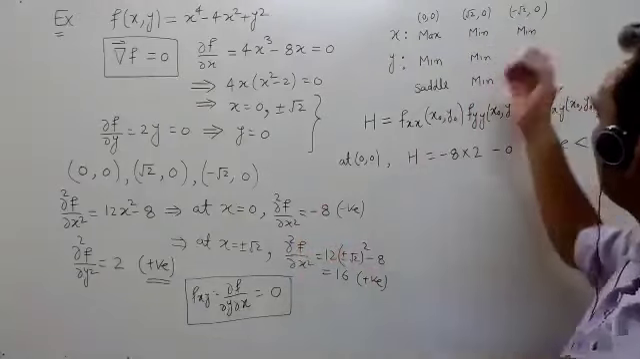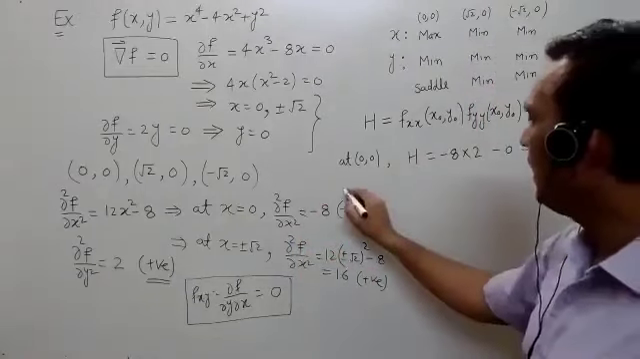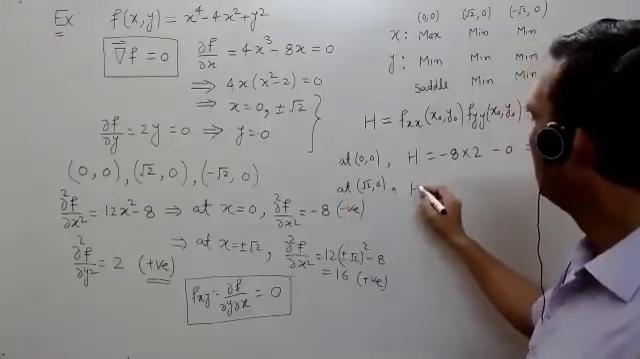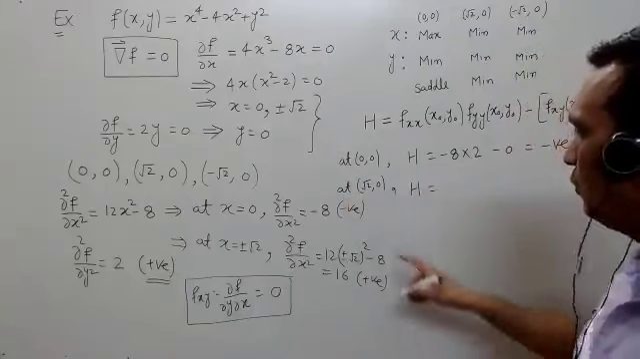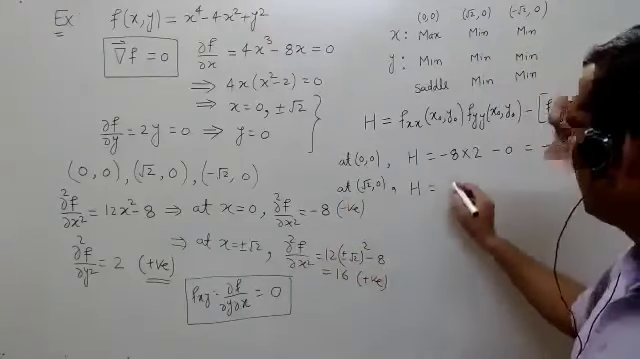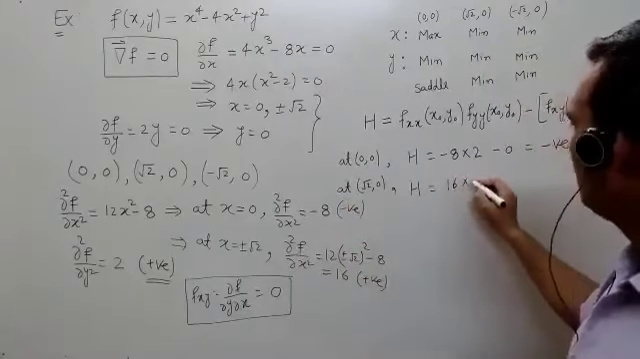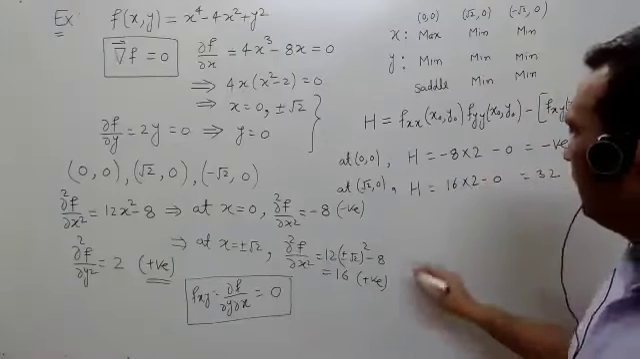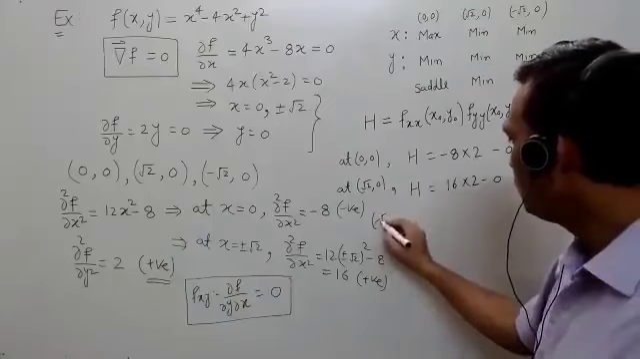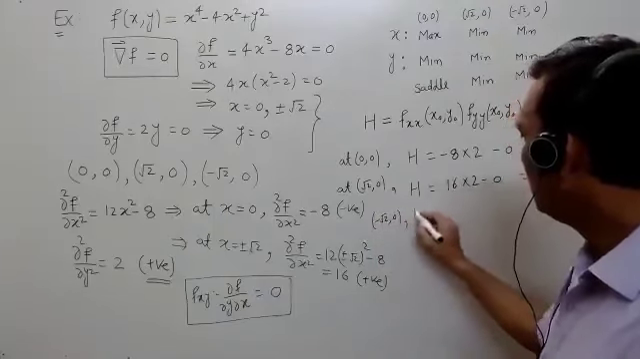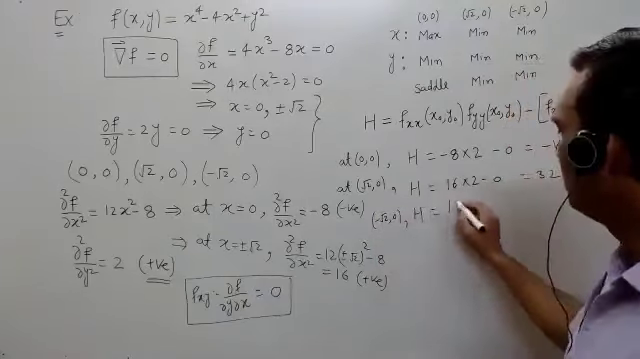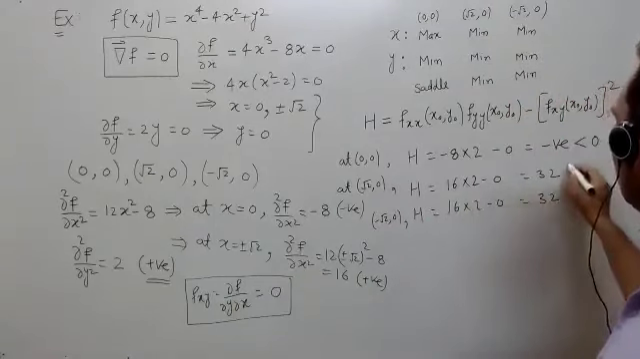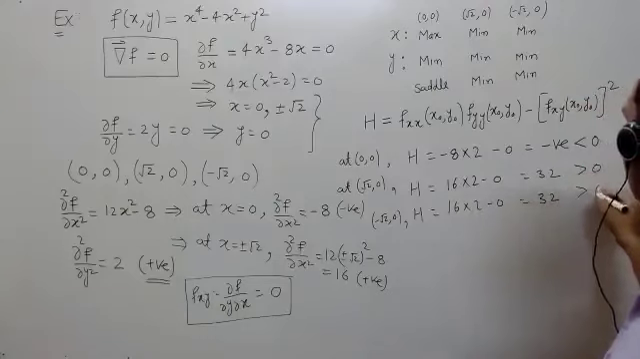And at the other 2 points, let us take root 2, 0. So what will be h at root 2? So this is 16 into 2 minus 0. So that is 32, a positive value. And at minus root 2, 0, again h is 16 into 2 minus 0, that is 32. So they are greater than 0.